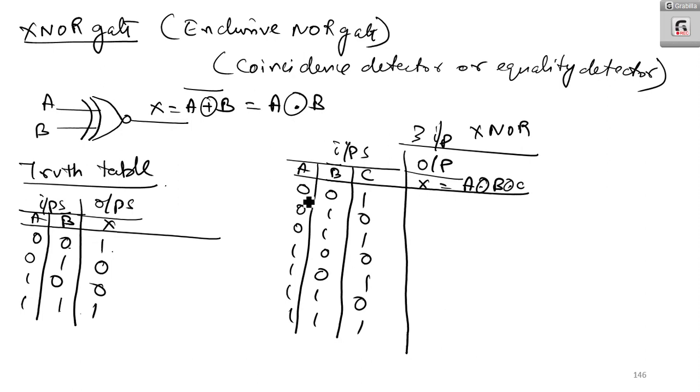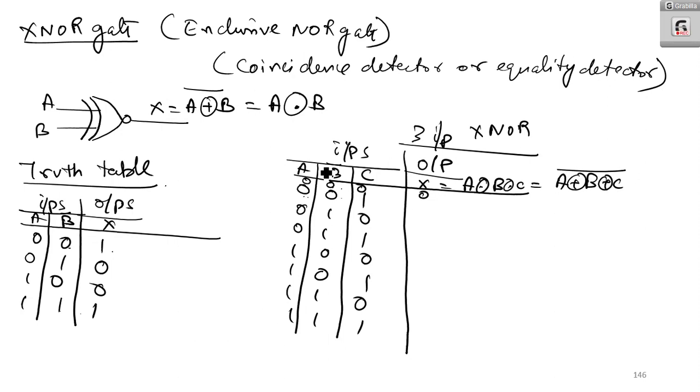What is 0 XNOR 0? 0 XNOR 0 is 1. Then 1 XNOR 0 is 0. Or in a simple way you can write it as A XOR B XOR C, the whole bar. This is a very simple operation.